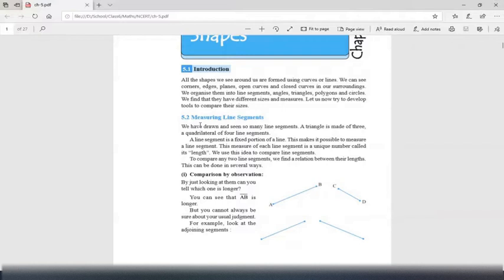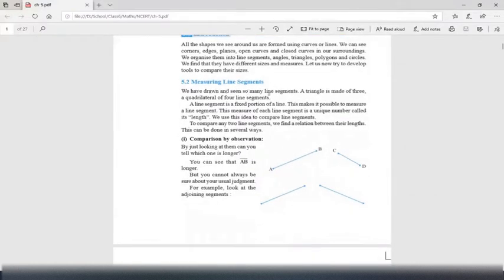So measuring line segments. We have drawn and seen so many line segments. A triangle is made of three, a quadrilateral of four line segments. As said, triangles are made up of three, and for quadrilaterals it is given that they are made up of four line segments. Commonly we know the rectangle is a quadrilateral, and even a triangle is a polygon. Shapes with more than two sides are polygons, so polygons include 3, 4, 5 sides.